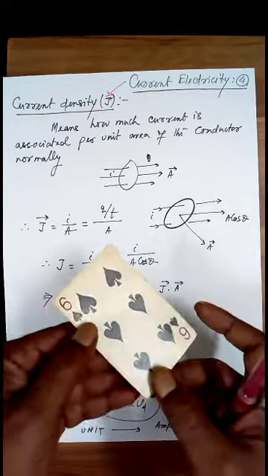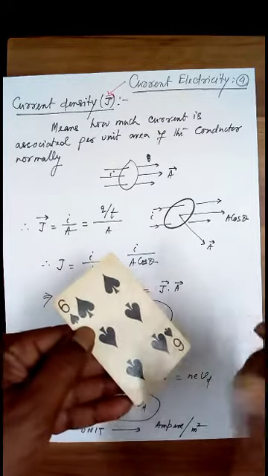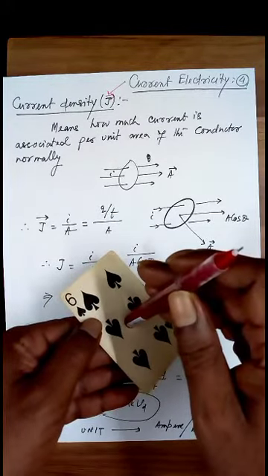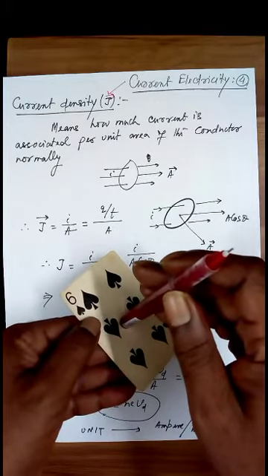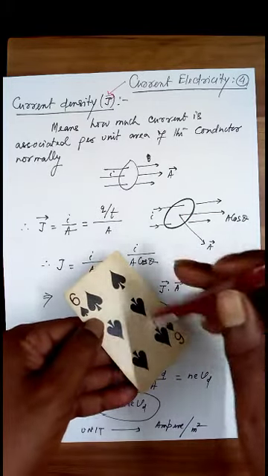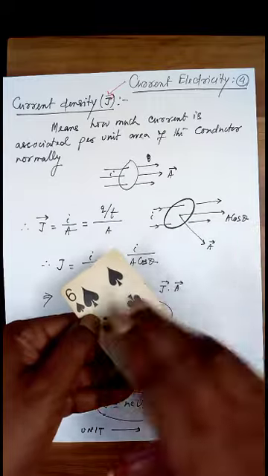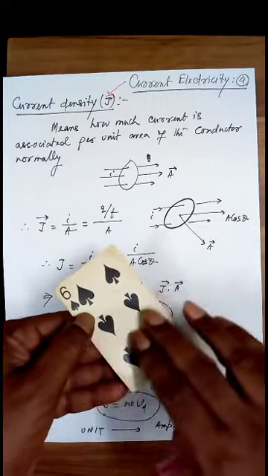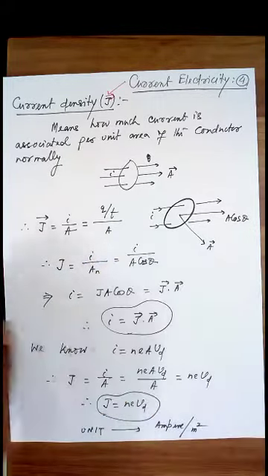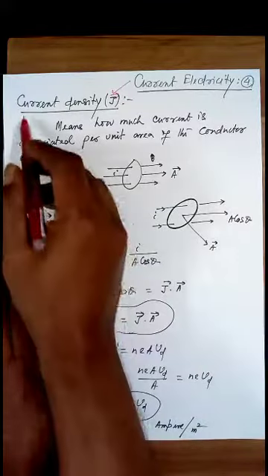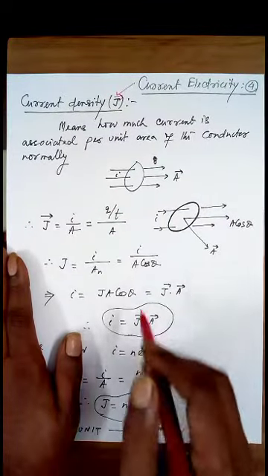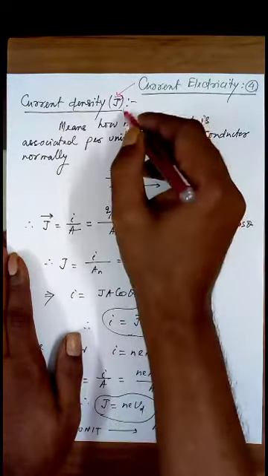Let me show in a different way. Look at this area. The normal to the area is like this. This normal is pointing outward, not inward. The outward normal to the plane, to this area, is the direction of the area, right? So let us go to current density. Symbol is J. What does this mean?